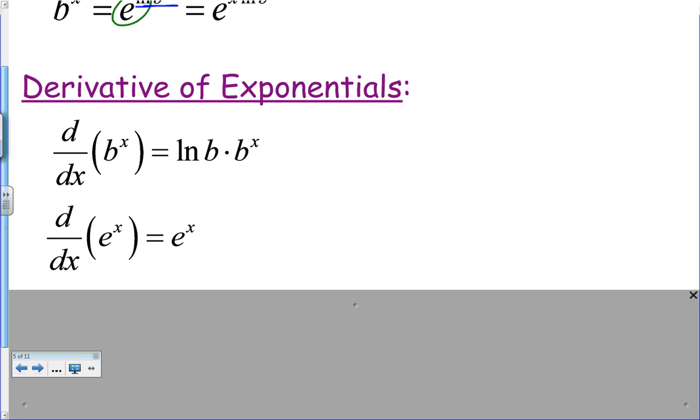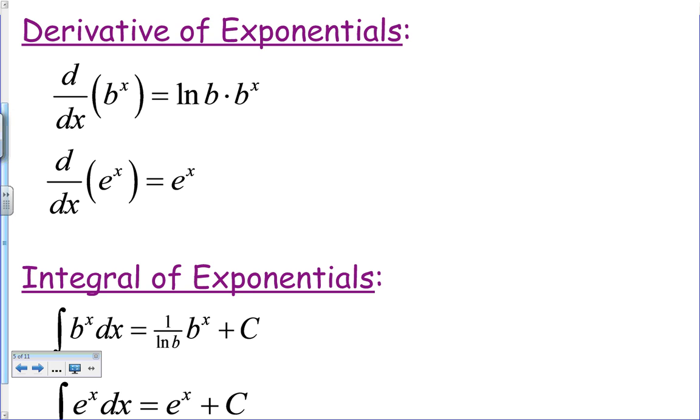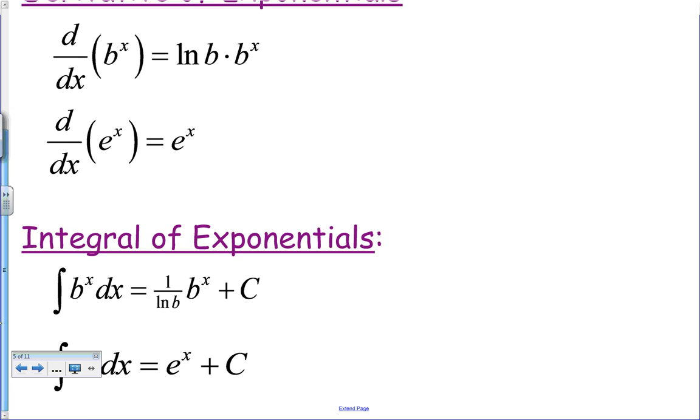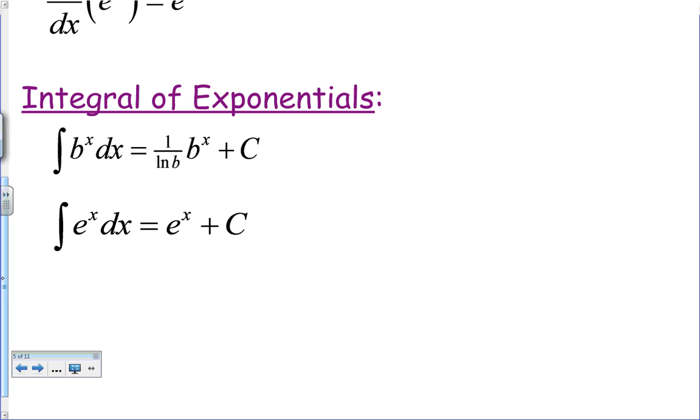The natural log of e turns out to be 1, so we don't need to write a leading coefficient of 1 there. This is the reason for perhaps wanting to do a change of base, because it becomes simpler as far as the derivative and the antiderivative or the integral of exponentials is concerned. If you want to find the antiderivative of b to the x, it's 1 over the natural log of b times b to the x plus c. And the integral of e to the x, as we said earlier, is e to the x plus c. So you can see it's a little bit simpler.